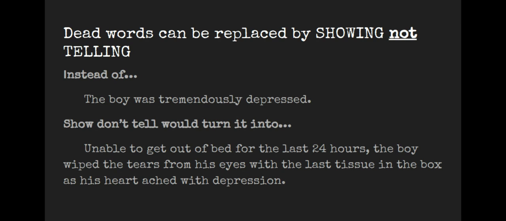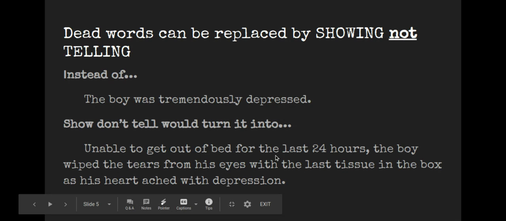So, instead of "the boy was tremendously depressed," we would use show don't tell and we would turn it into: unable to get out of bed for the last 24 hours, the boy wiped the tears from his eyes with the last tissue in the box as his heart ached with depression. You'll notice we still use the word depressed or depression, which is fine. But look what else we did.